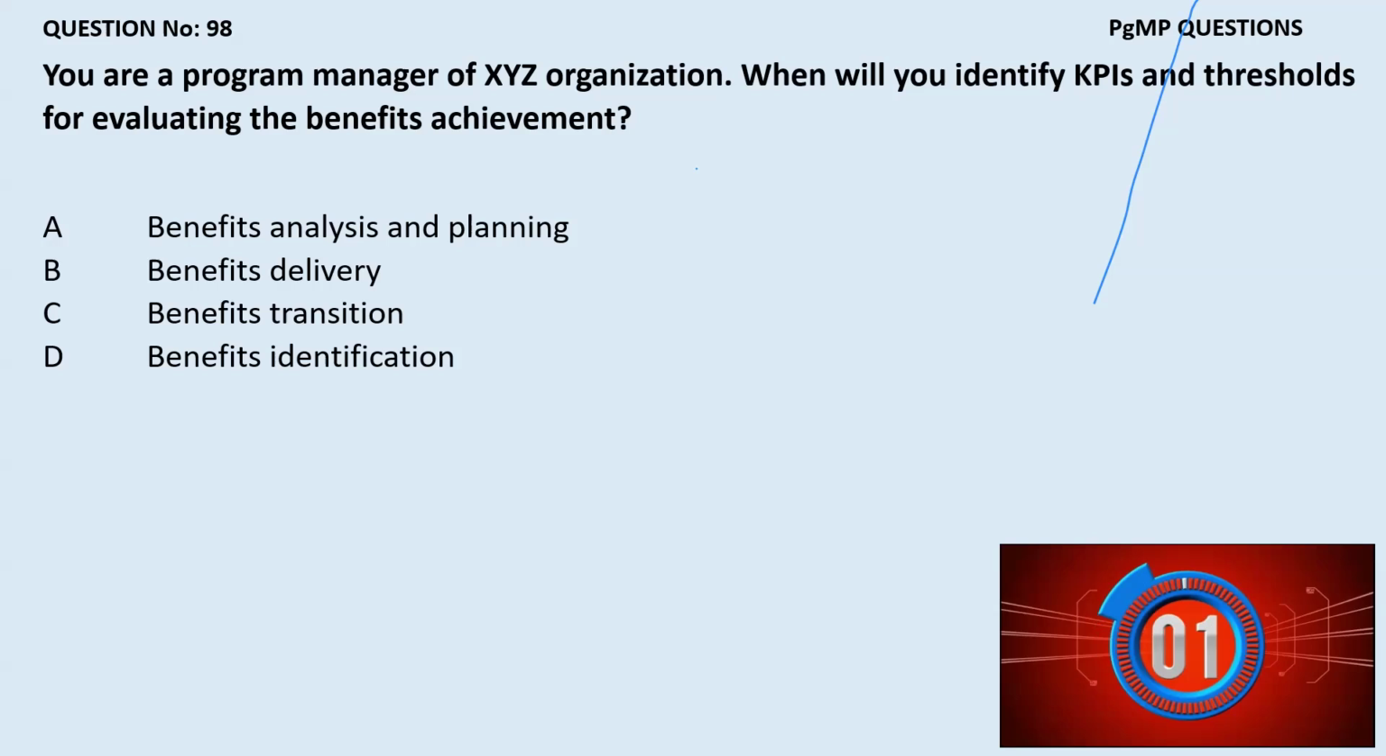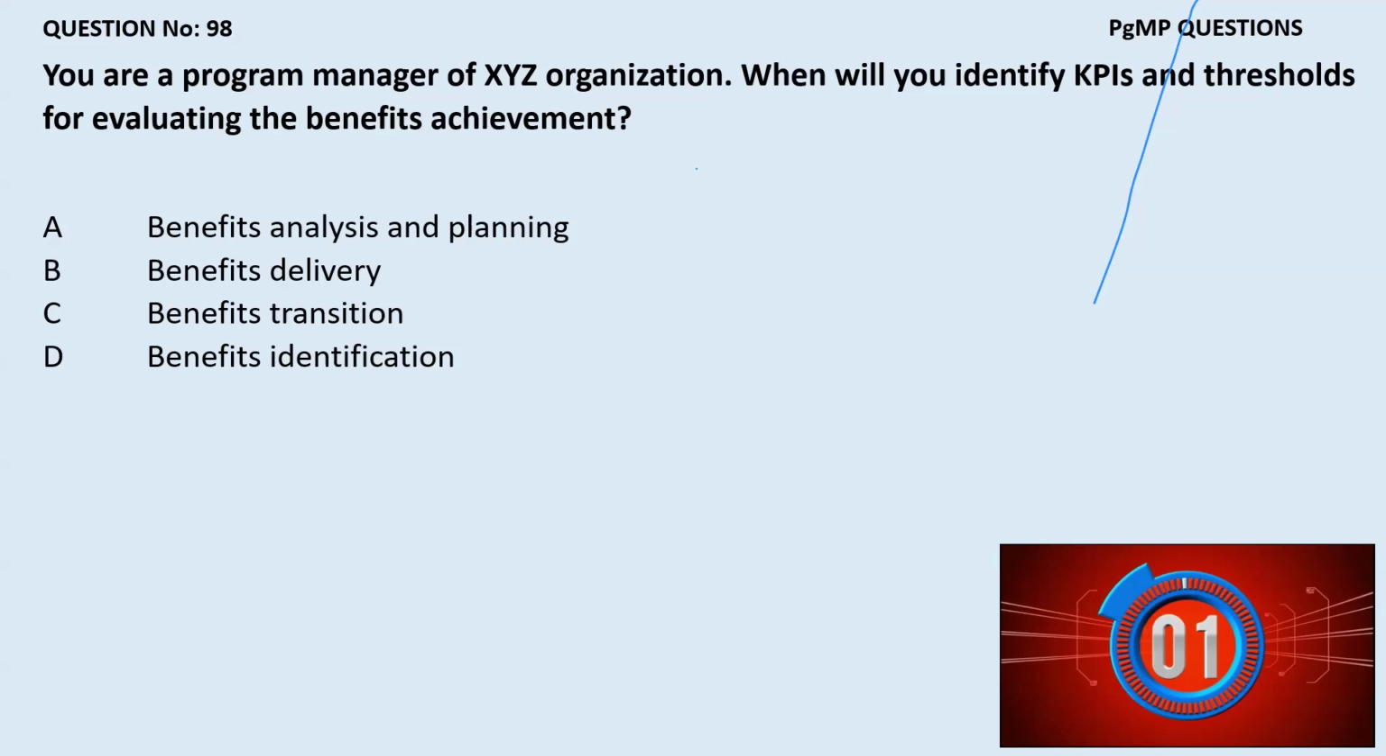Okay. Miss Grishma, why A? Because it's talking about threshold, right? The question word is "when", not "why" or "what". When you are evaluating or identifying your threshold, it's at the planning phase, right? Analysis and planning is when you'll be doing your threshold identification.